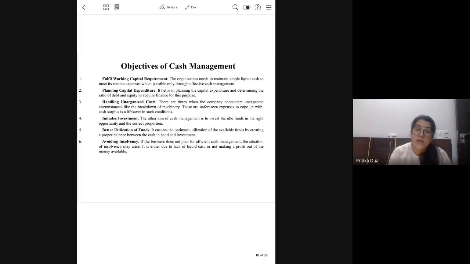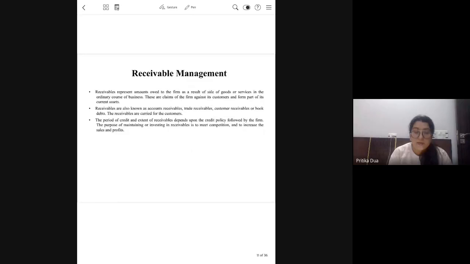Next is avoiding insolvency. As I told you, if you invest everything in the business, then the business is at risk of insolvency. So this is what needs to be covered under cash management. Next and the last topic is on receivable management. Important, इसमें theory भी है और इसमें practical भी है जो हम cover करेंगे. So let's first start with the theory part of receivable management.